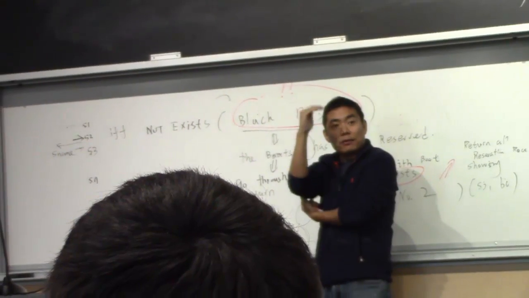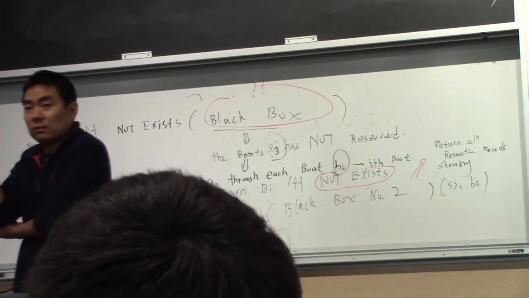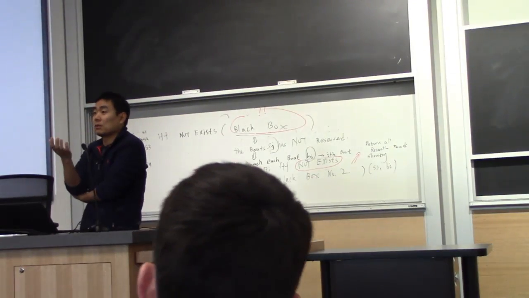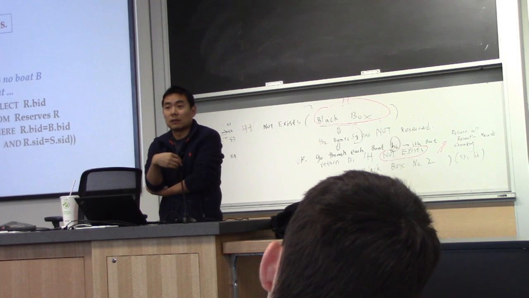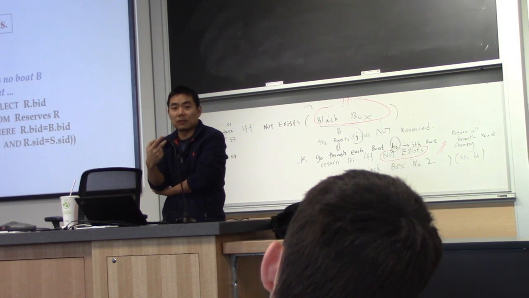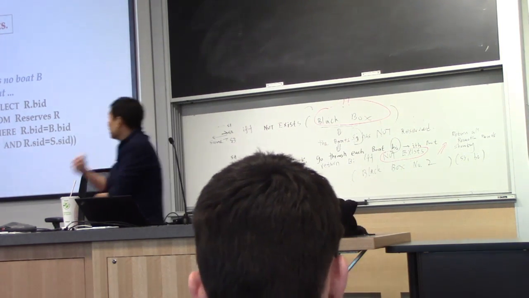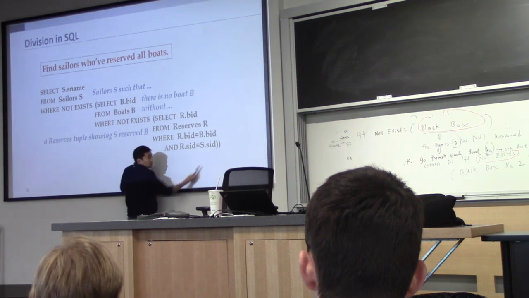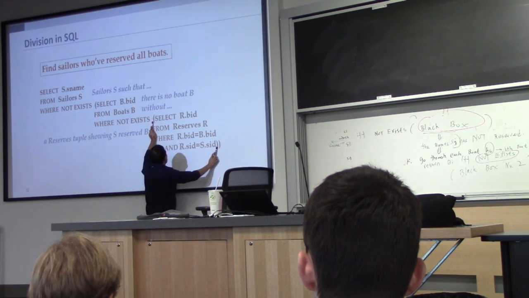Well, the way to do that is I'm going to continue from here. To do this, go through each boat. Okay, go through each boat. Return. Let me use Bi to index the i-th boat. Return Bi if and only if not exists again.